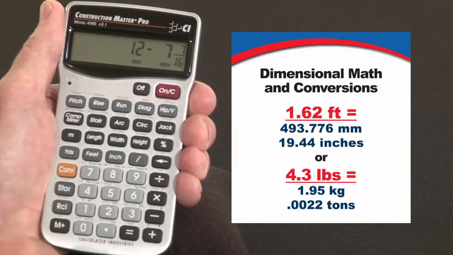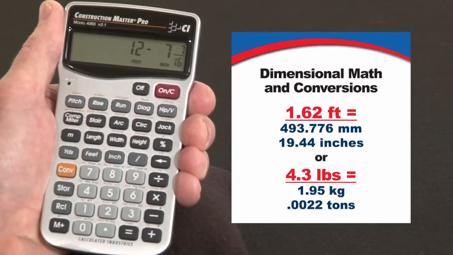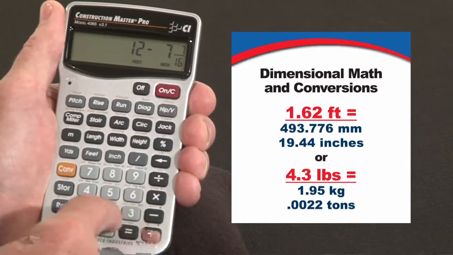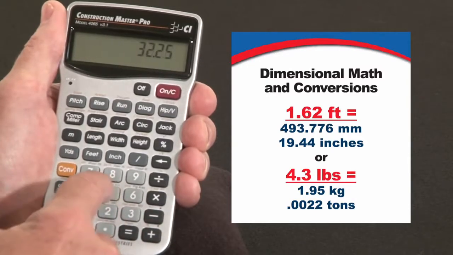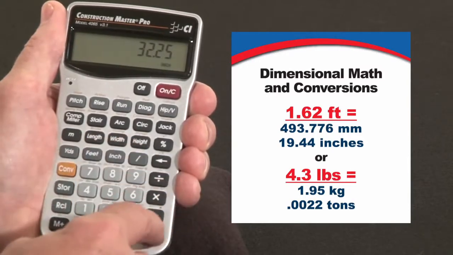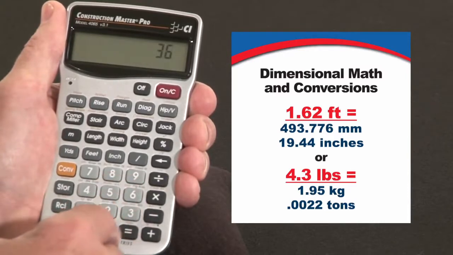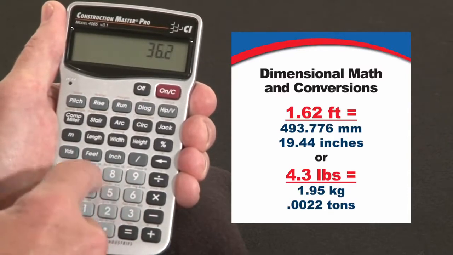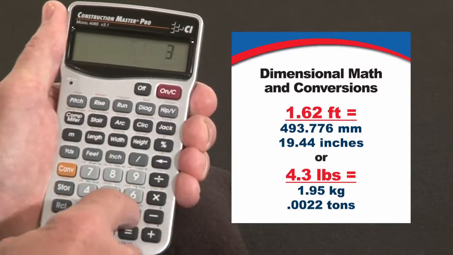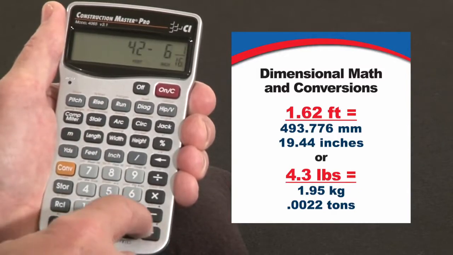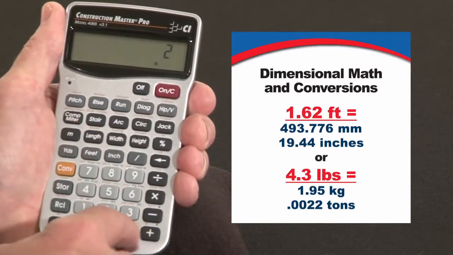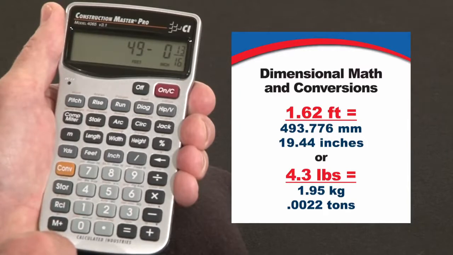Now you're not locked into the feet-inch fraction format. You can mix formats together. For instance, plus 32.25 inches, plus 36.2 feet, minus 3 yards, plus 2 meters, just to mix it up. Hit the equal key. It's going to come back in the format we started with, which is feet-inch fractions.